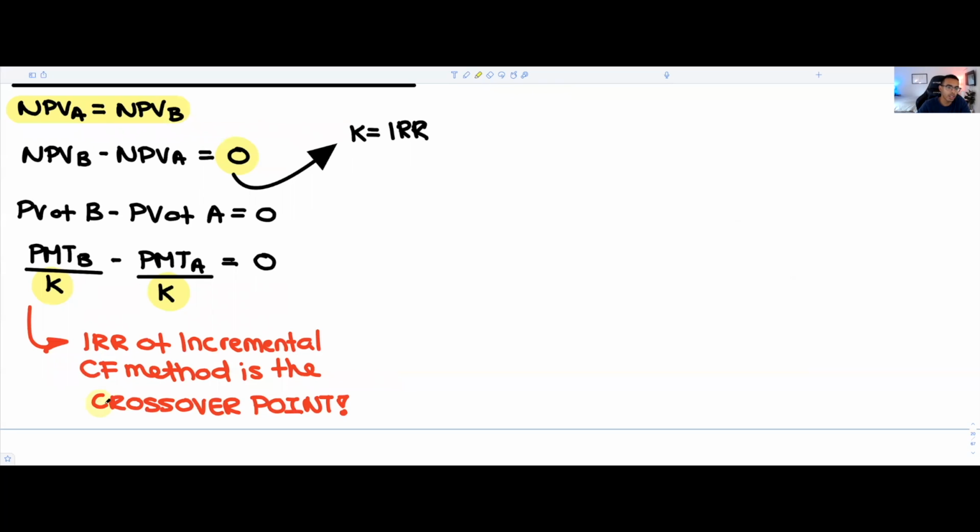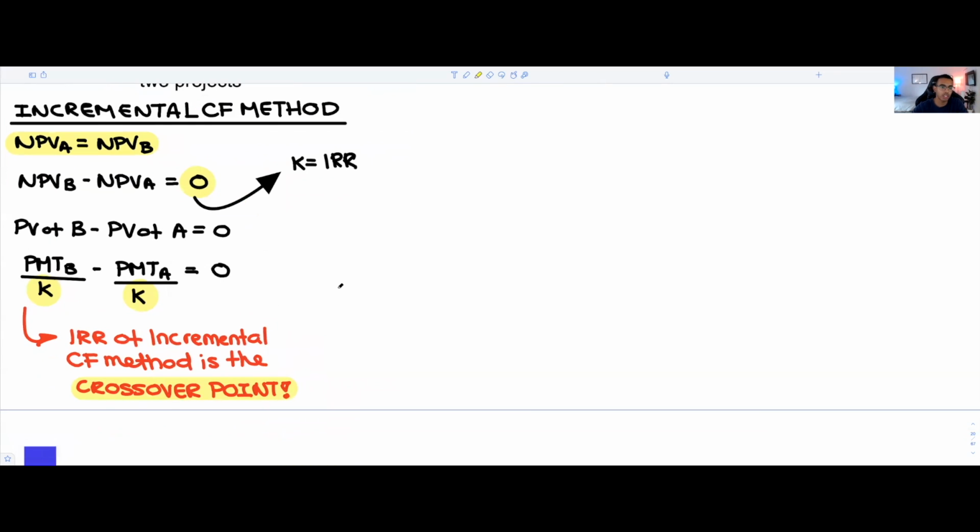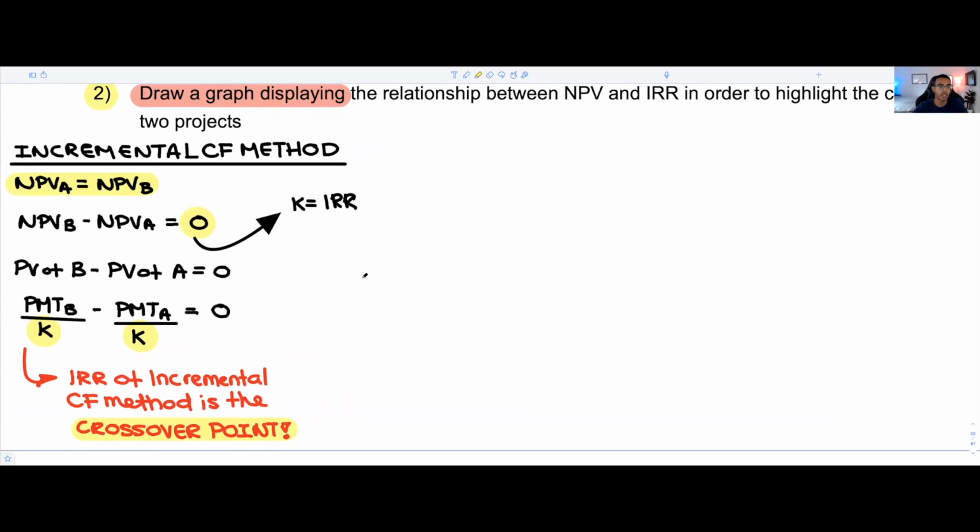Another way to look at it is that we could treat the difference between two sets of cash flows as an individual cash flow in itself, and we're just going to solve for the IRR of that individual cash flow. In other words, the point at which the NPV is 0 for that cash flow. There's a bunch of different ways to look at it, and I have a bunch of different videos that tackle this, but hopefully this gave you an introduction to what the incremental cash flow method is all about.